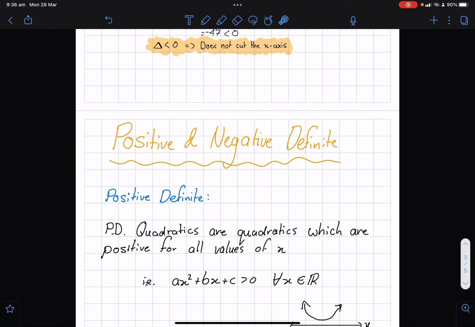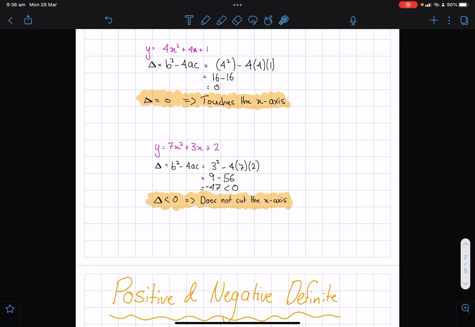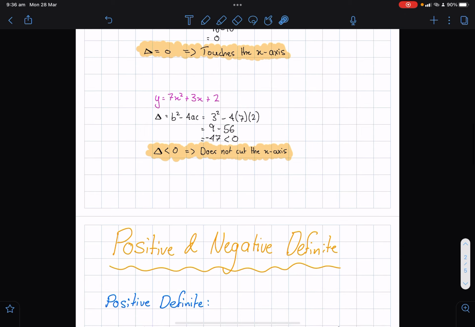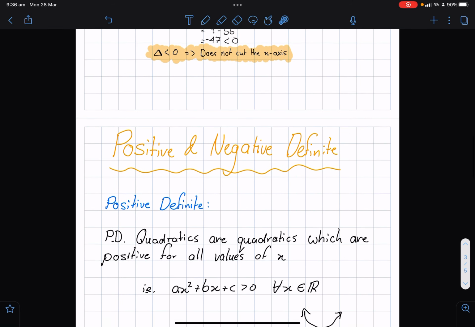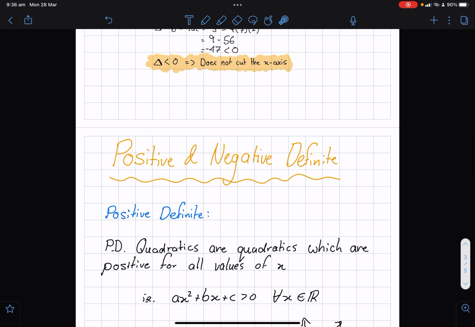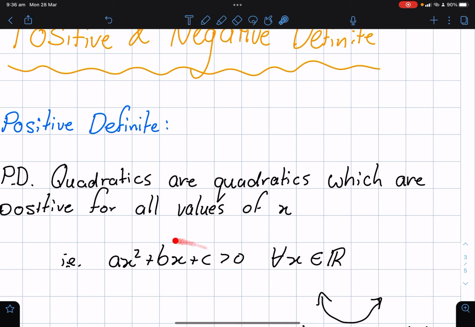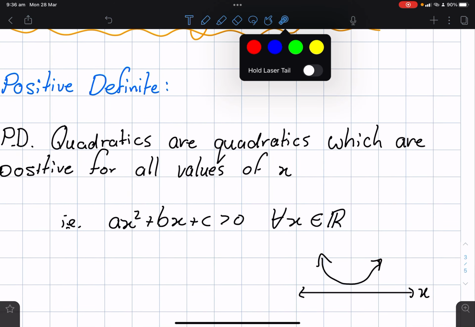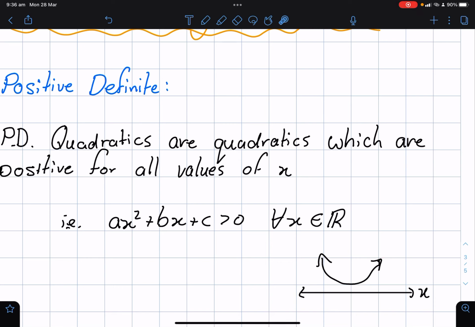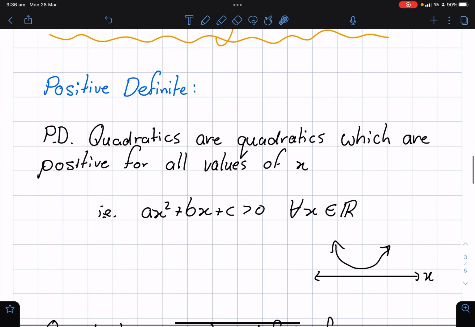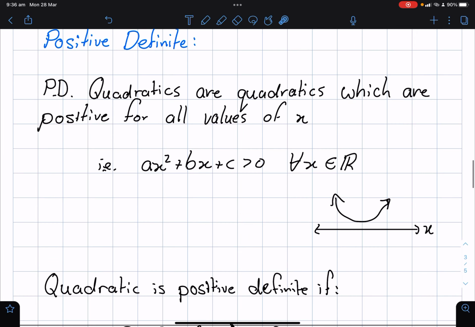We're going to move on quickly to positive and negative definite because it does actually involve these discriminant conditions, all right? So positive definite quadratics are quadratics which are positive for all values of x. So what this means is ax squared plus bx plus c, our general quadratic, is greater than 0 for all x in the real number set, okay? And our graph will look something along these lines here, very badly drawn, but our whole quadratic will be above the x-axis.